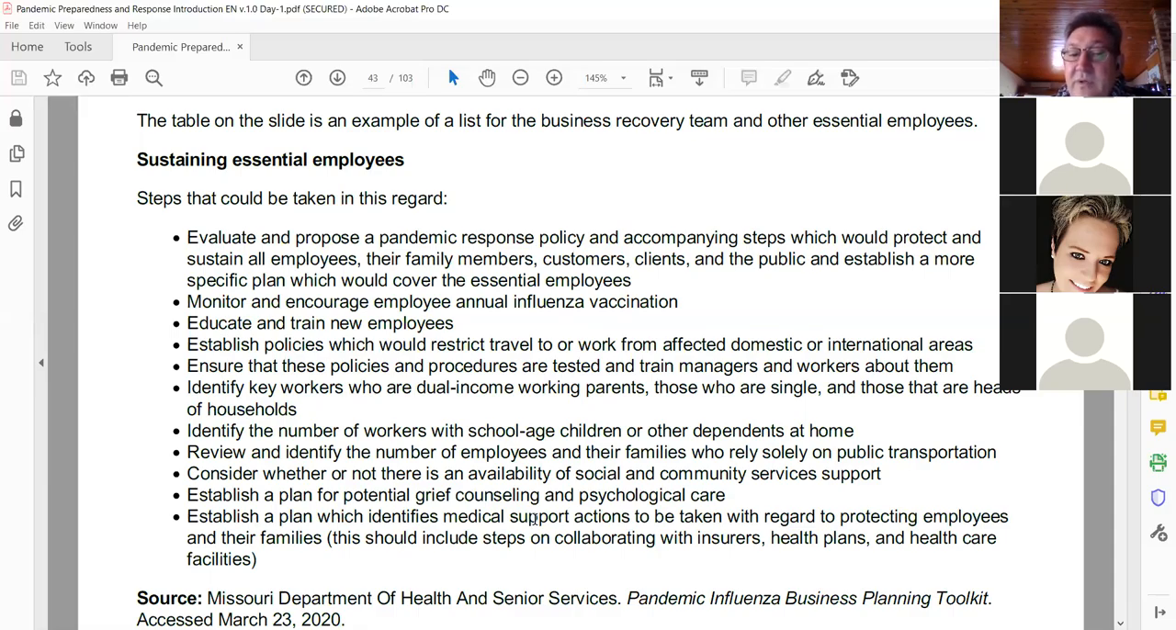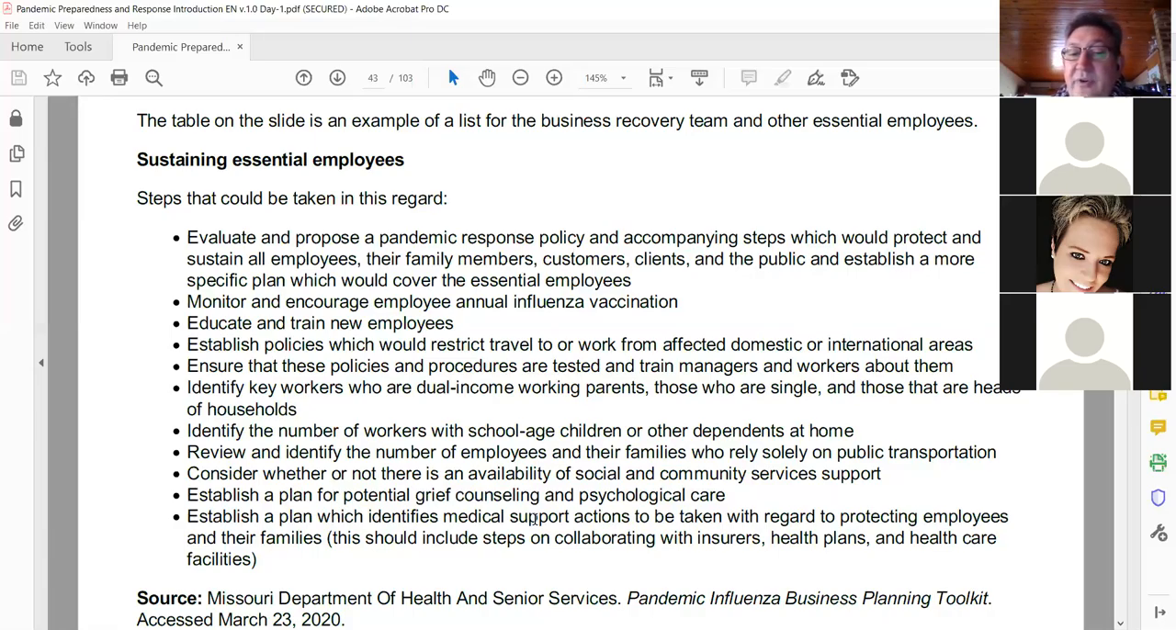Then identify key workers who are dual income working parents, those who are single, and those that are heads of households. Very important, because now you are looking after your employees. If there's a source of income for somebody else, then you can start splitting your resources. Identify the number of workers with school-aged children or other dependents at home. Review and identify the number of employees and their families who rely solely on public transportation, because that is a big risk.